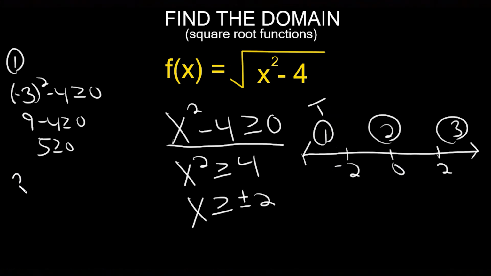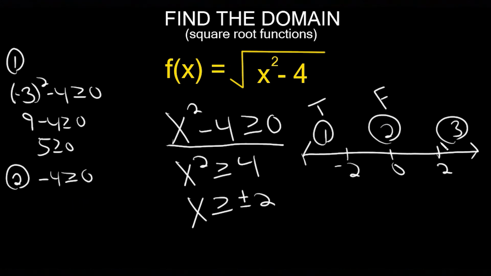So testing region 2, I have to pick a number in between -2 and 2. I'll just pick 0. That's really easy, right? So if I plug a 0 into this x squared, I just get 0. And then I'm left with -4. I get -4 is greater than or equal to 0. And that's false, right? So this region here is false. That is not going to work.